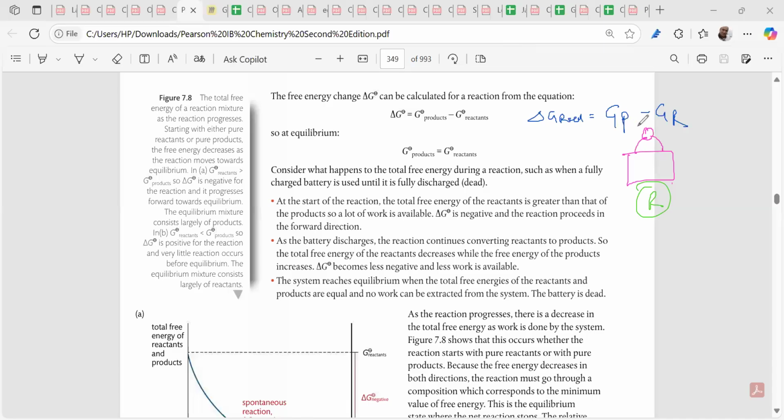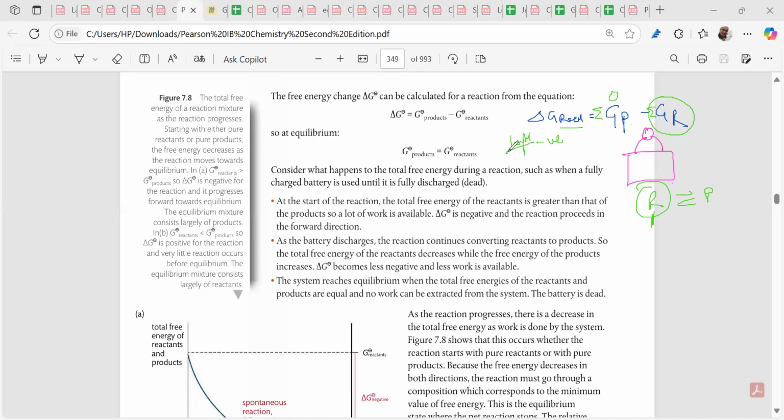Now, when we talk about the Gibbs energy, the Gibbs energy of the reaction is the total Gibbs energy of the product minus the total Gibbs energy of the reactant. Suppose we are taking a fully charged lead battery. At that time, only reactant is there, so GR will be very high and GP will be zero. So the Gibbs energy will be very negative, highly negative.